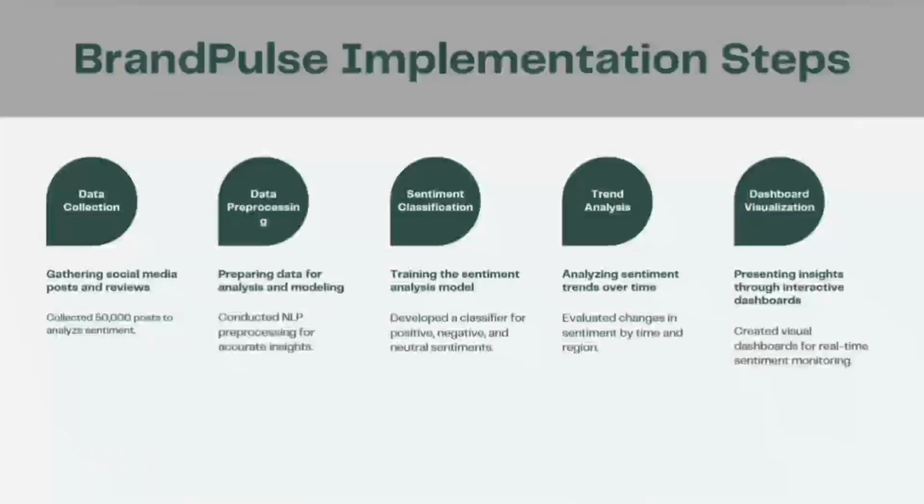Here's how they did it, step by step. Data collection. First, they gathered 50,000 social media posts and online reviews. Next is data processing. They cleaned and prepared all the text data to ensure the analysis would be accurate. Then they used a machine learning model to automatically classify each piece of feedback as positive, negative, or neutral.